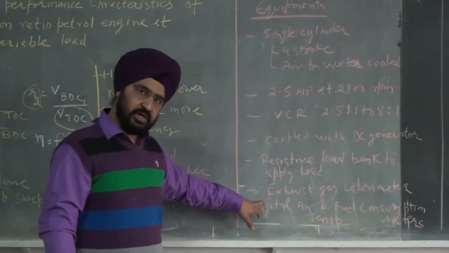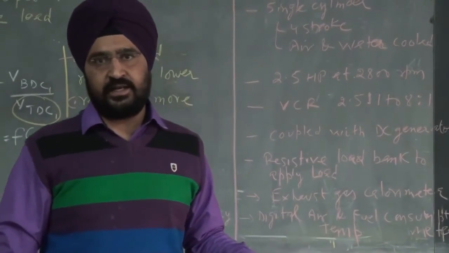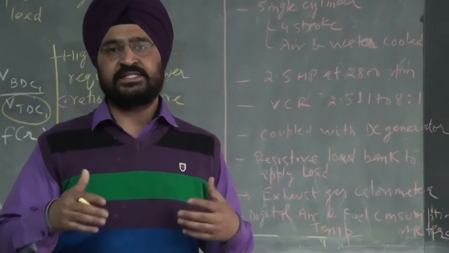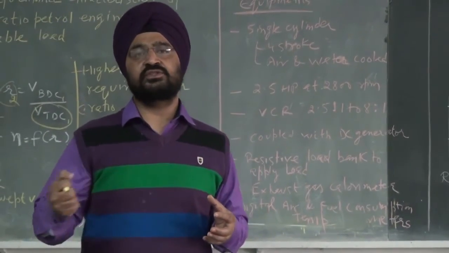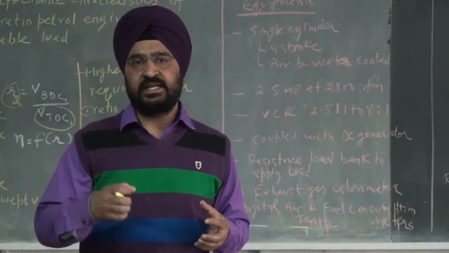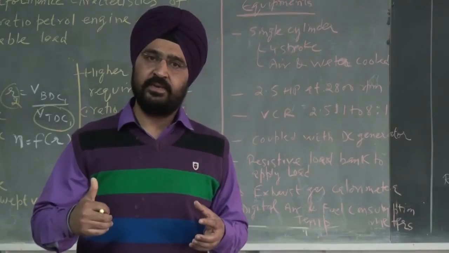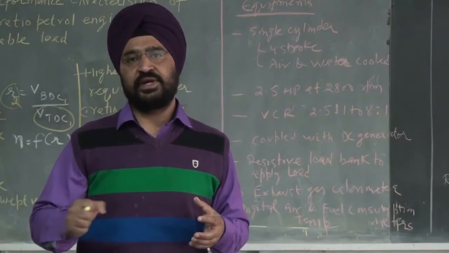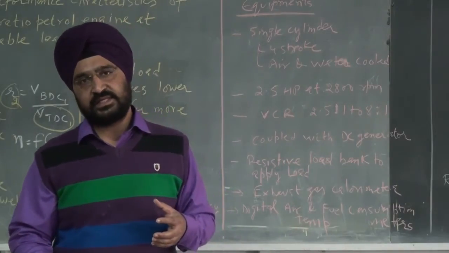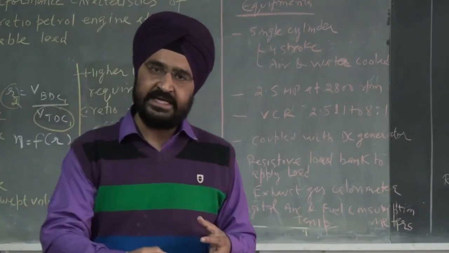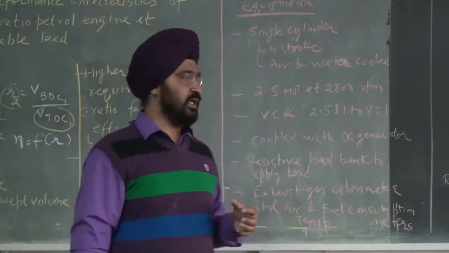Then you will have an exhaust gas calorimeter. So what is an exhaust gas calorimeter? It is a device basically used to remove the heat from the exhaust gas. It should not be confused with the bomb calorimeter. Bomb calorimeter is used to determine the calorific value. So the exhaust gas calorimeter is a device basically used to remove the heat from the engine, and then it will be passed to the atmosphere.